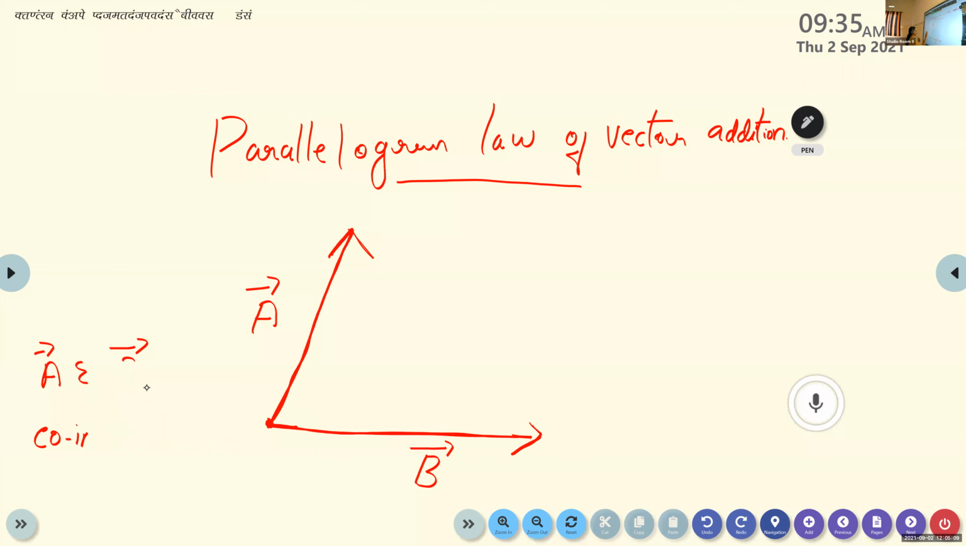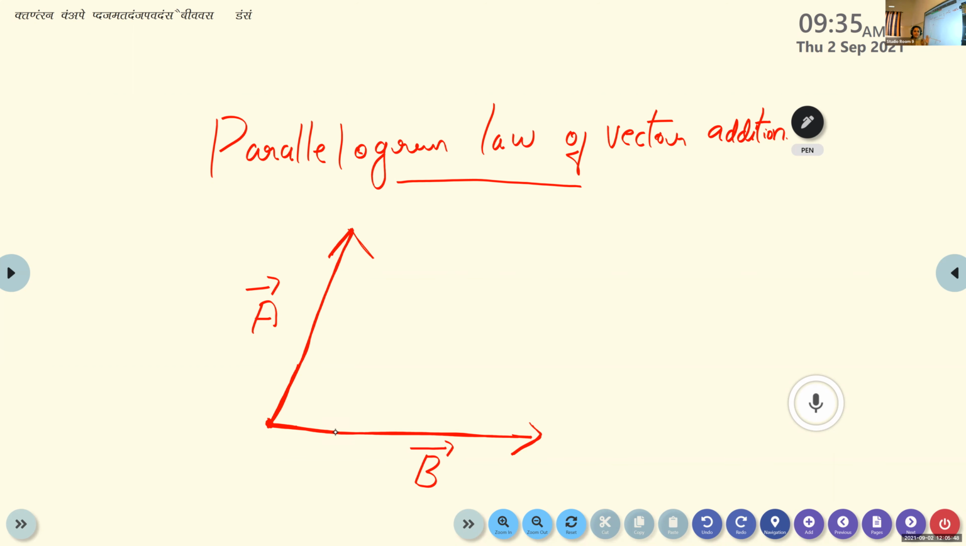Okay, so once again I will explain the consideration of the two vectors. Here we consider the two vectors, vector A and vector B, with the magnitude and the direction. They are known as co-initial vectors, such that they start from the same point. Vector A is starting from here, vector B is also starting from here. Now we are going to find the resultant vector of these two vectors by the parallelogram law of vector addition.